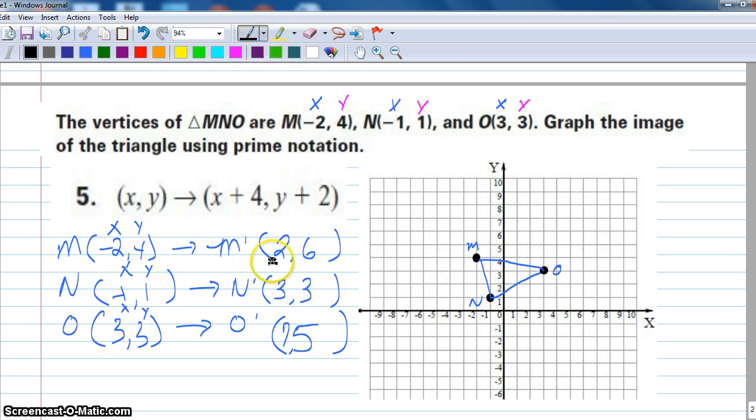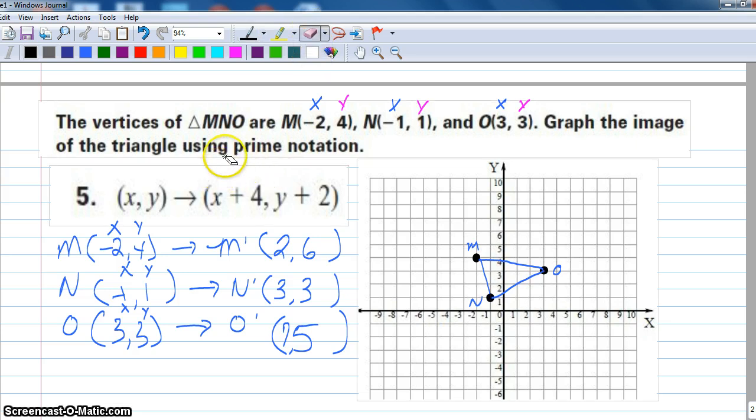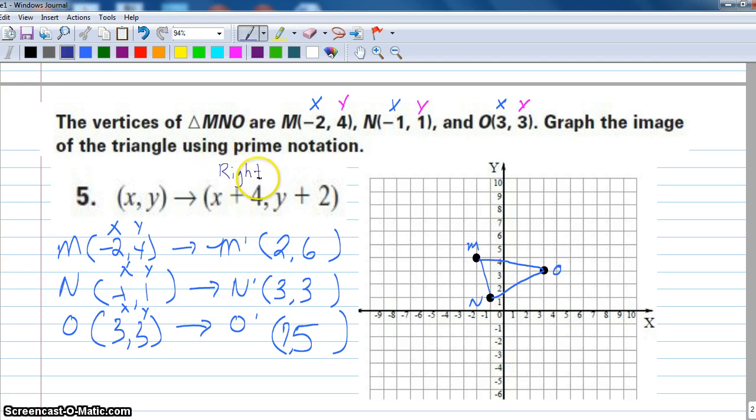So over here I showed you how to do it with the math. I want to show you how to do it on the graph, which is easier to me. Here's the M. I want to go 4 to the positive, so I want to go 4 to the right. Y is a positive 2, so I'm going to go up 2. So here's the point M. We're going to go 4 to the right. 1, 2, 3, 4. And then up 1, 2. That is my brand new M, my M prime.